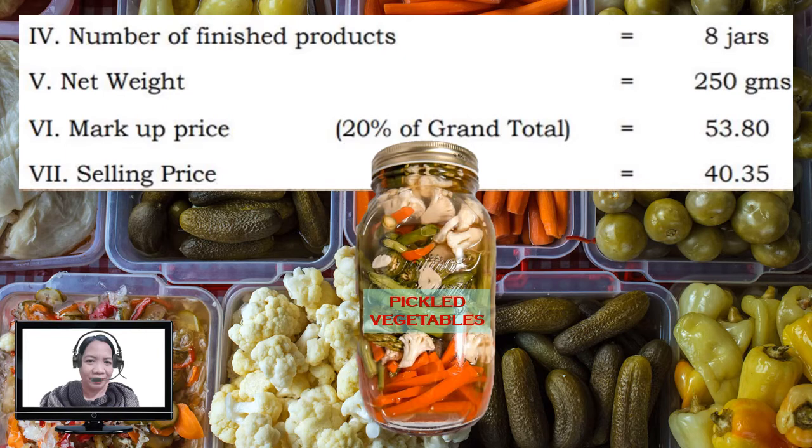Next, we have Roman number 4, number of finished products. We have 8 jars of pickled mixed vegetables. Roman number 5 is net weight. It's 250 grams. Roman number 6 is markup price, 20% of the grand total. That is 53.80. And the selling price per jar is 40.35. For you to understand this better, let us have the next slides.